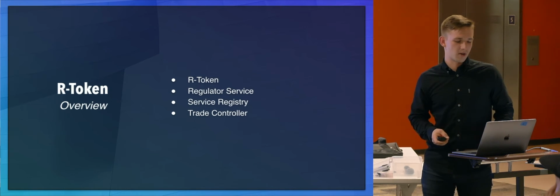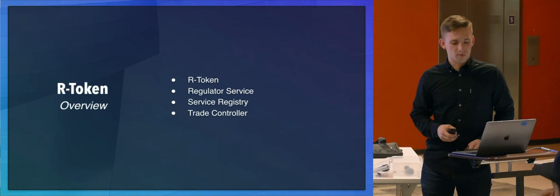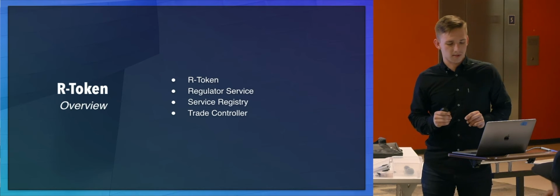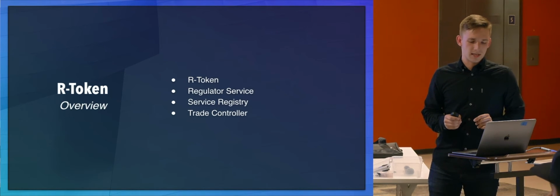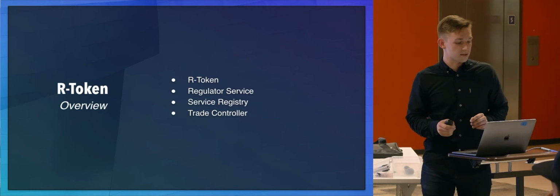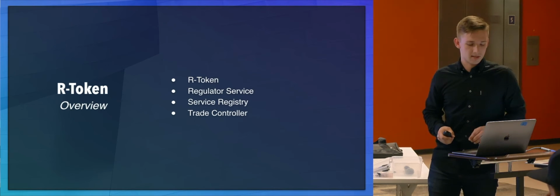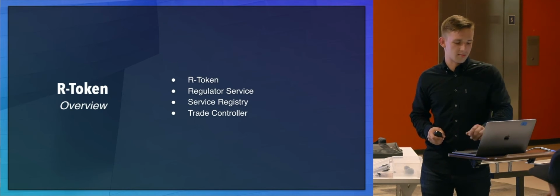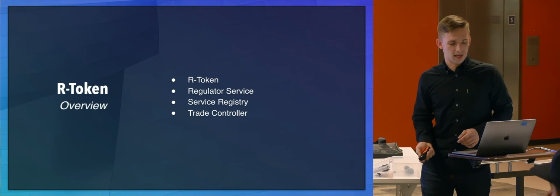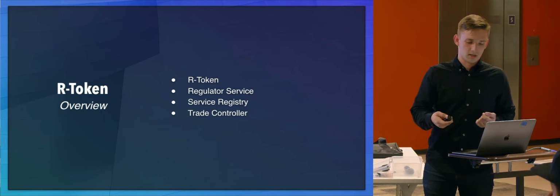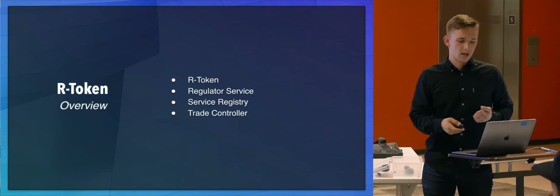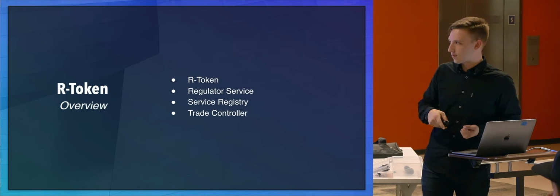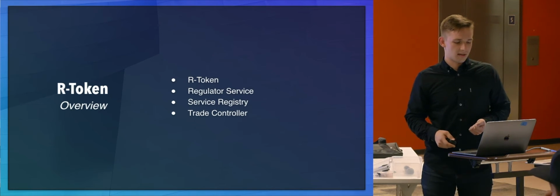I'm going to read a quote from the R-Token white paper. "With the R-Token standard, every transfer occurs if and only if they are approved by a regulator service." So what is a regulator service? In the R-Token system, a regulator service is a smart contract that the R-Token contract, which is a modified ERC-20, calls out to in its transfer and transferFrom functions.